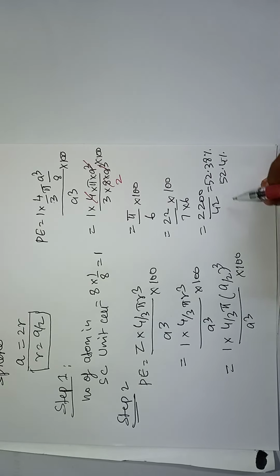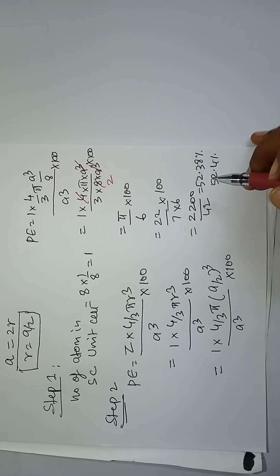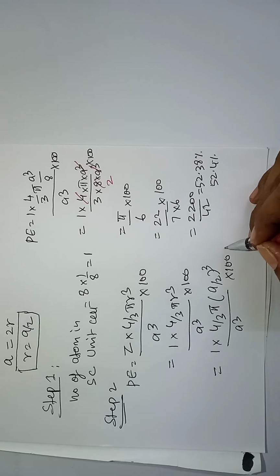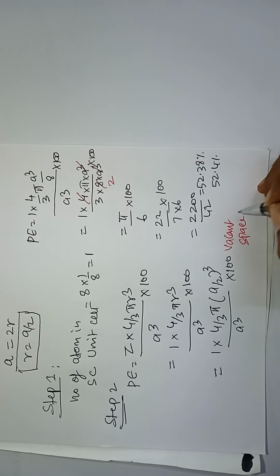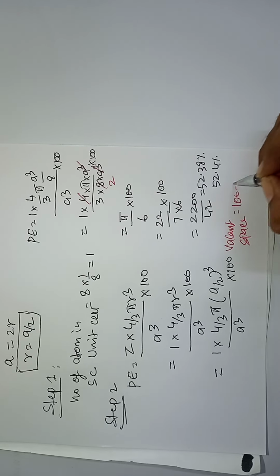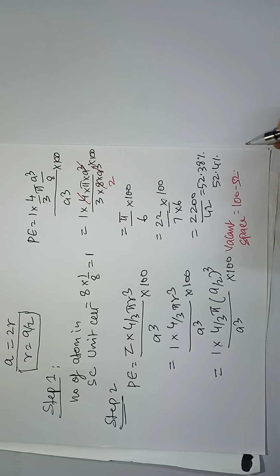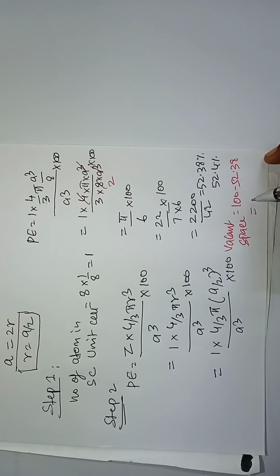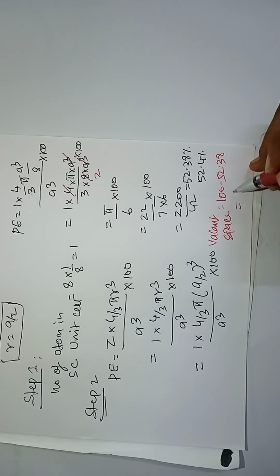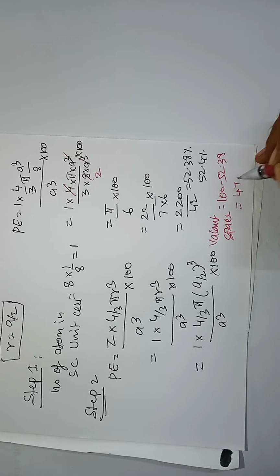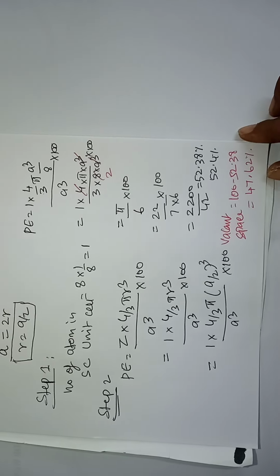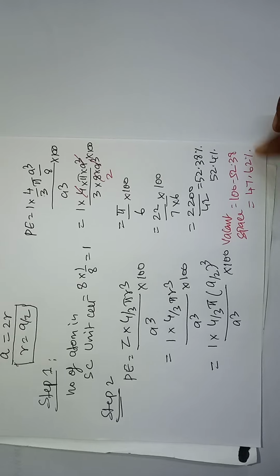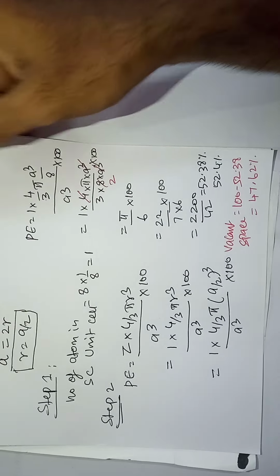This is the volume occupied by the spheres. For vacant space, it is 100 minus 52.38, which is equal to 47.62%. In this way we calculate the packing efficiency in simple cubic arrangements.